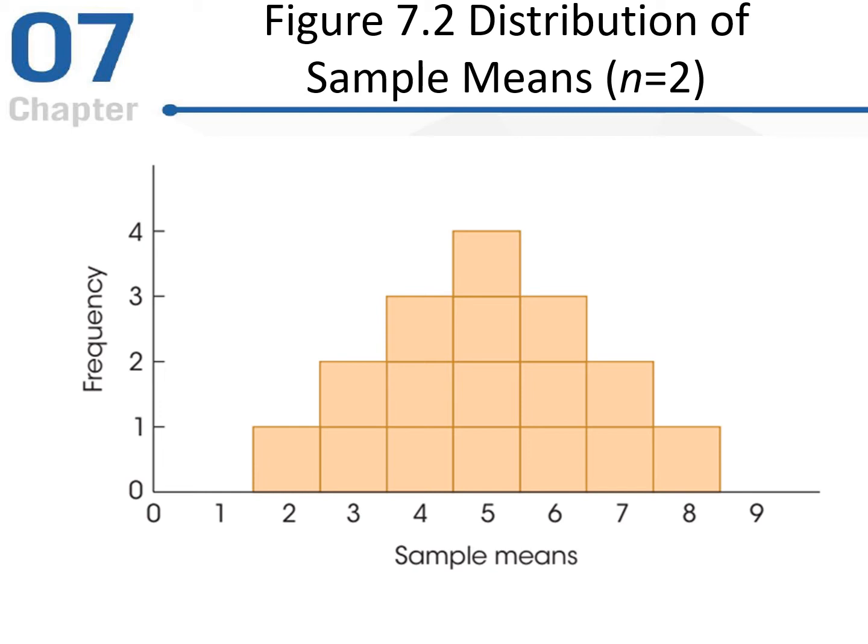So the mean of this distribution is 5, and it's equal to the population mean. And that's always going to be the case. The mean of the sampling distribution of the mean is going to always be equal to the population mean. And you can see it in this example.